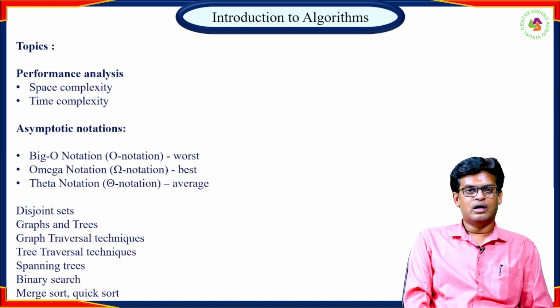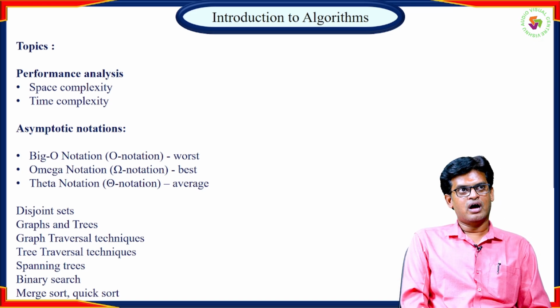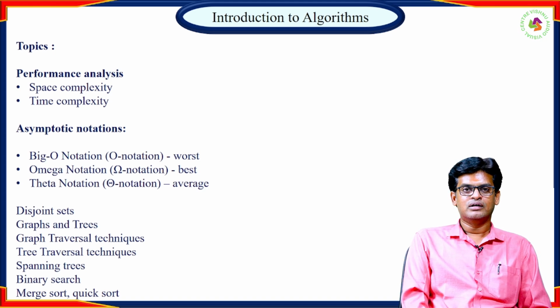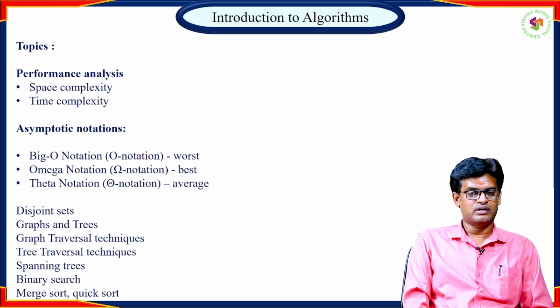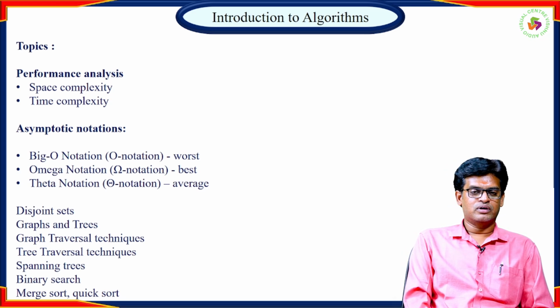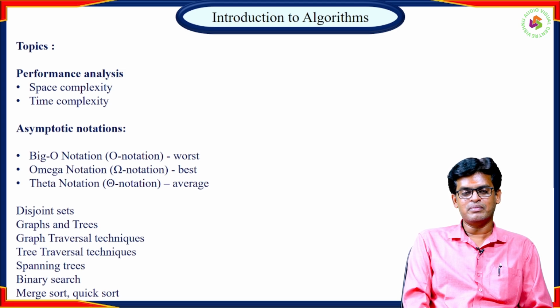I would like to share some topics in design and analysis of algorithms. You have to calculate the performance of each algorithm. The performance may be calculated with the help of space complexity and time complexity. These are the two factors to measure algorithms. Space complexity is how much space is required to store your instructions; the instructions take up memory in your computer. Next is time complexity.